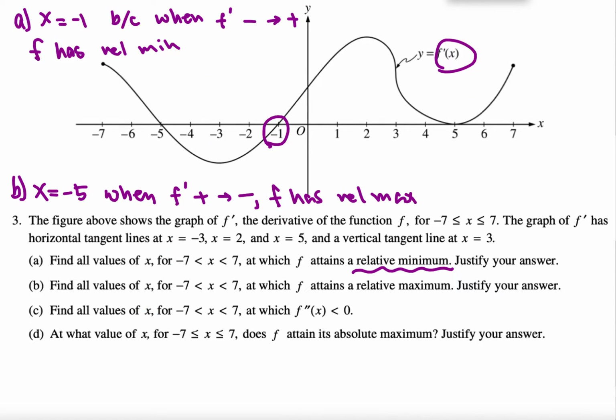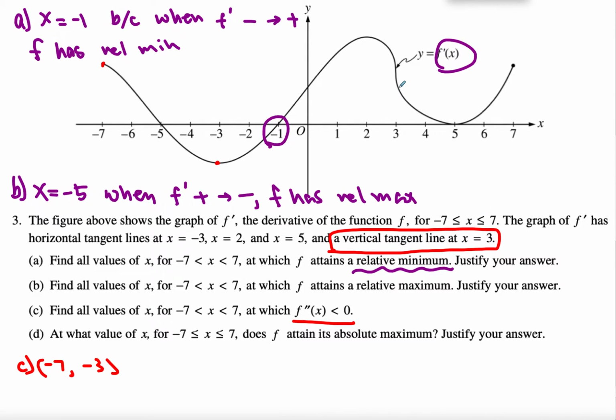Let's look at part C. Find all values of x where the second derivative is negative. If the second derivative is negative, then the first derivative has to be decreasing. Where do you see that? The first derivative is decreasing from here to here, -7 to -3. That's one interval. How about the second one? 2 to 5, yes, but don't forget, there's a vertical tangent when x equals 3.